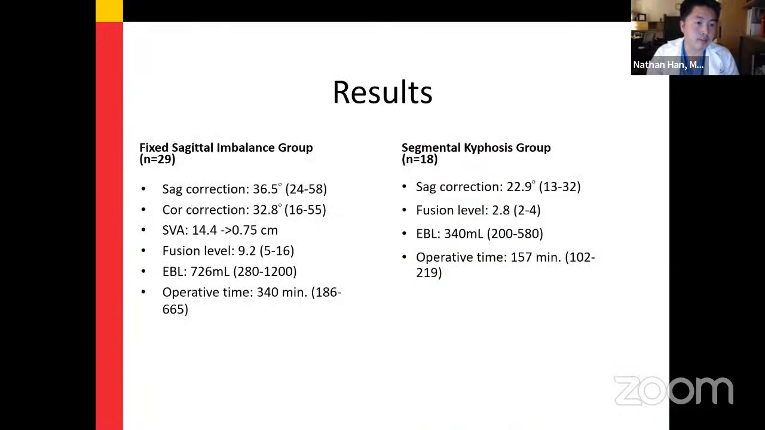The results in the fixed sagittal imbalance group and the segmental kyphosis group are presented here. On average, they were able to obtain a sagittal correction of 36.5 degrees and a coronal correction of 32.8 degrees, improving the sagittal vertical axis from 14.4 to 0.75 centimeters. Similar to ours, they had a similar fusion level of around 9.2 with a 700 cc EBL. In the segmental kyphosis group, they were able to obtain a sagittal correction of around 23 degrees with the average fusion levels of 2.8.